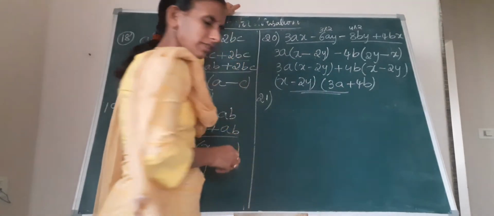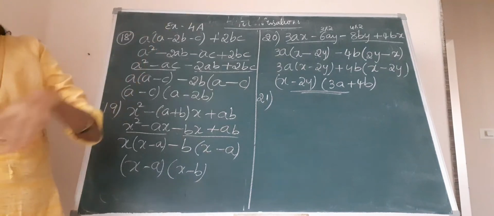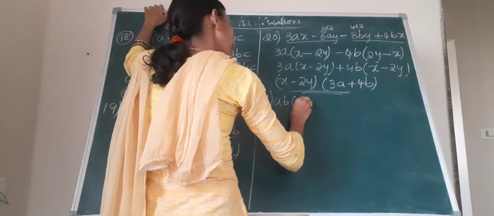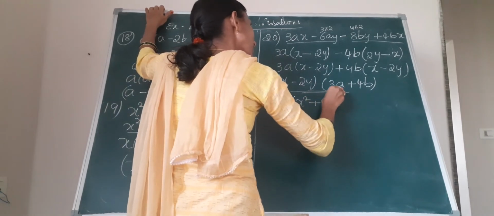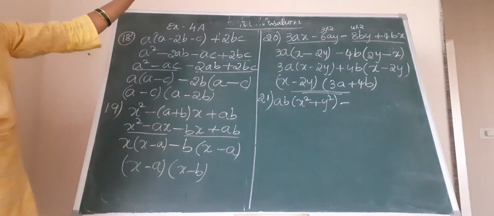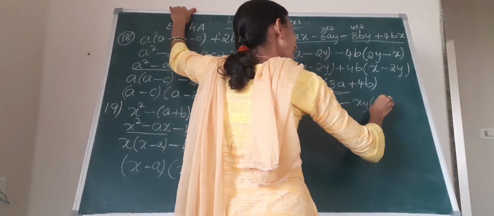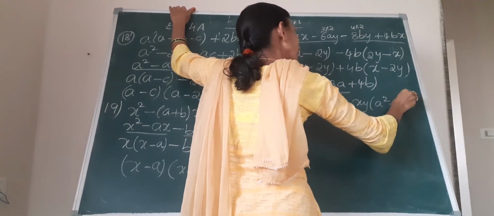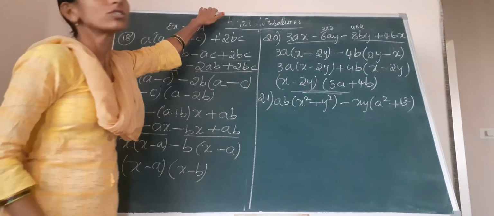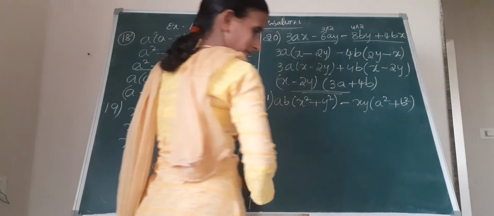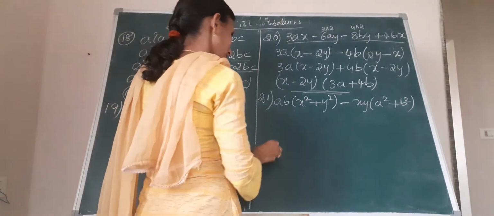Okay. So our next question, 21st one, ab into x square plus y square minus xy into a square plus b square. So what do we have to do? First we have to multiply all these terms. So what do we get now?